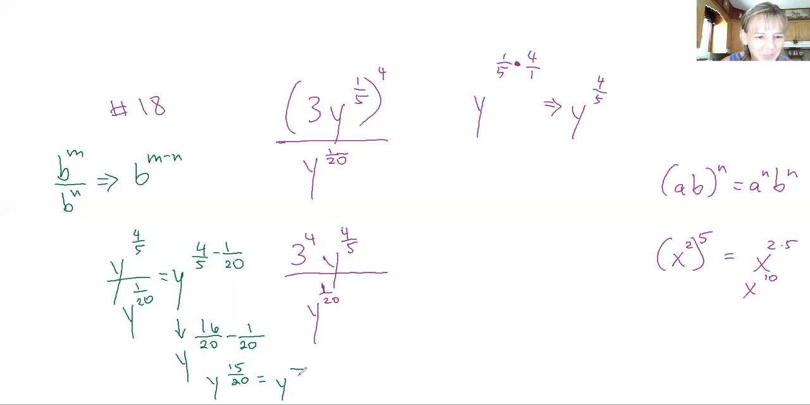Okay, 20 divided by 5 is 4. 15 divided by 5 is 3. So to continue with this problem, 3 to the 4th is 81. Your calculator will tell you. And then we have a y to the 3/4.